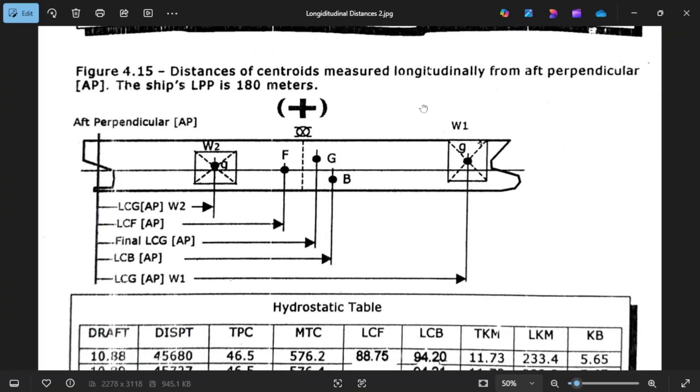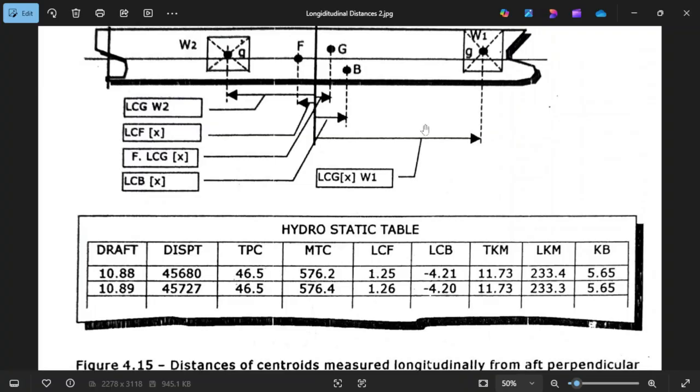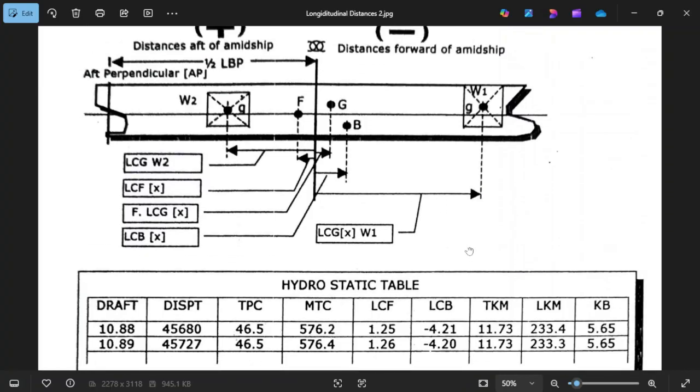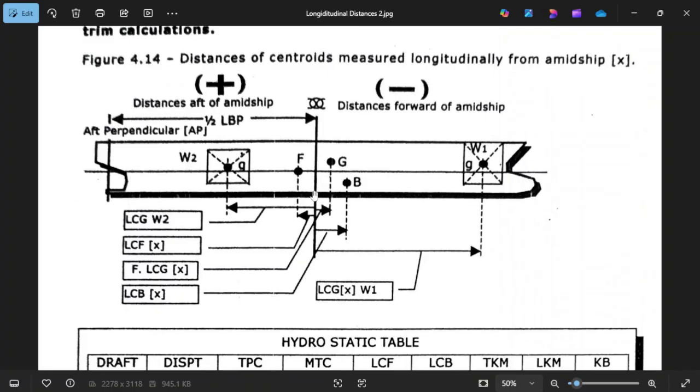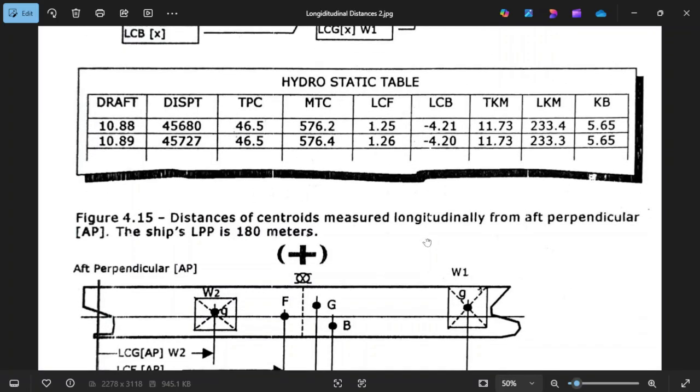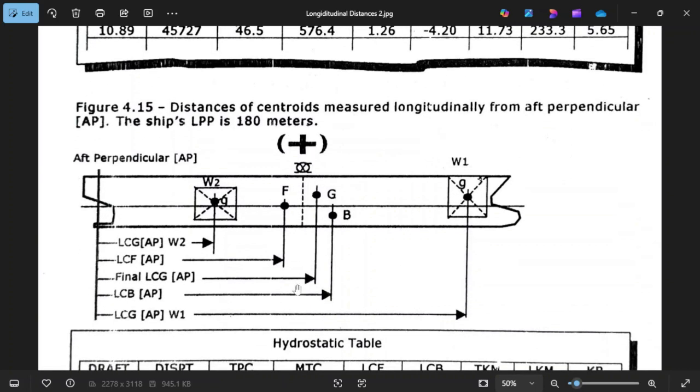So there are two ways of measuring the longitudinal distances. One is from midship: measured from midship going forward, which is negative, and measured from midship going up is positive. So this is one equation of measurement. On the other one, the measurement is coming from this up, going forward, forward, forward, and forward. So it's all positive.